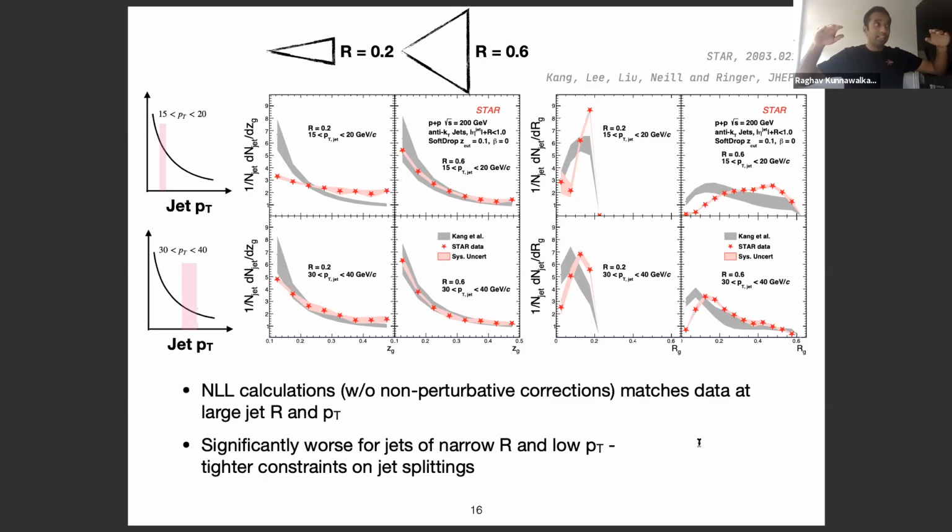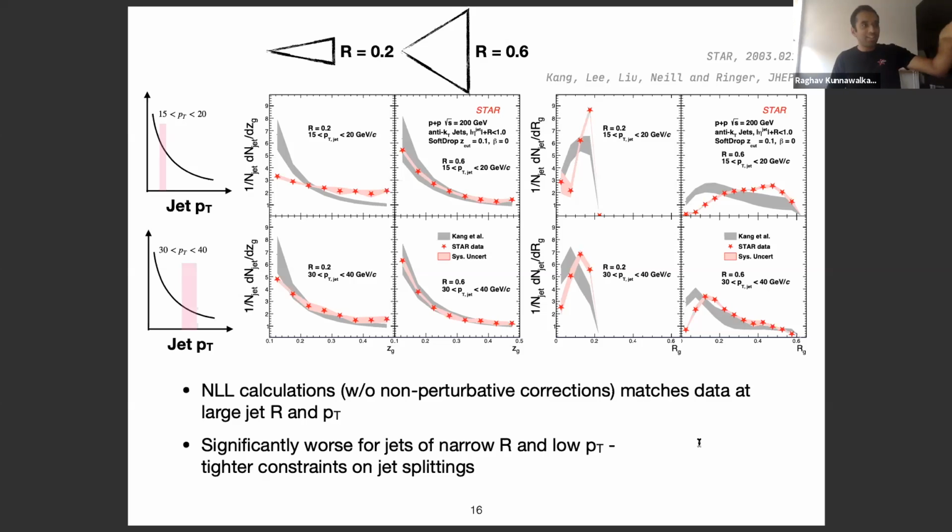So the top row is low PT, so 15 to 20 GeV. Bottom row is a factor of 2 increase in the PT, so 30 to 40. The left column for each of these figures is a narrow jet, so 0.2 in terms of jet finding. And then the right column is wide angle jet finding, so these are 0.6 jets. So you collect all of the softer radiation.